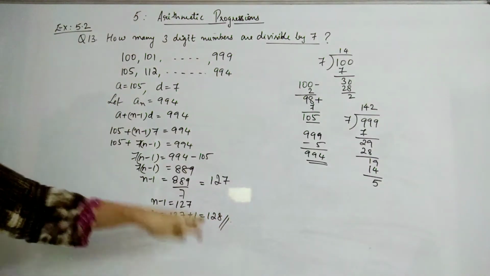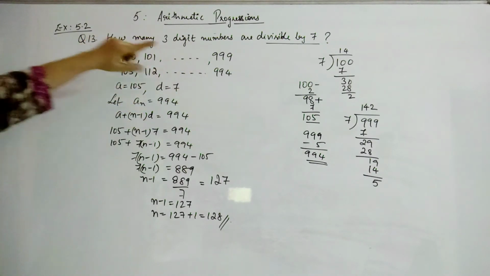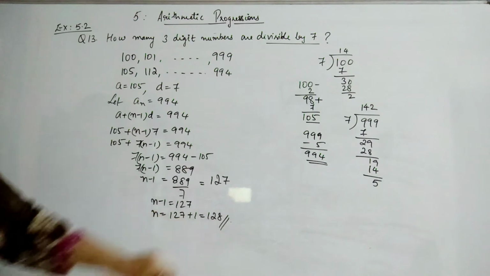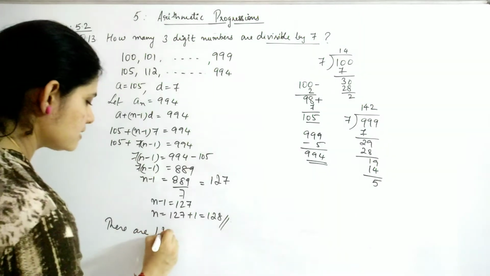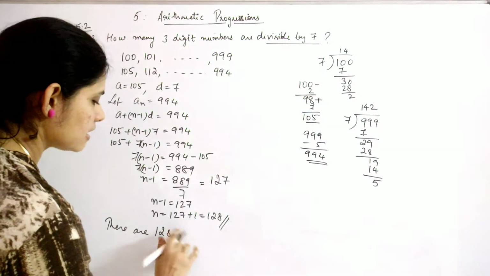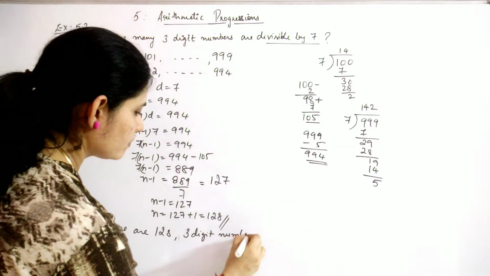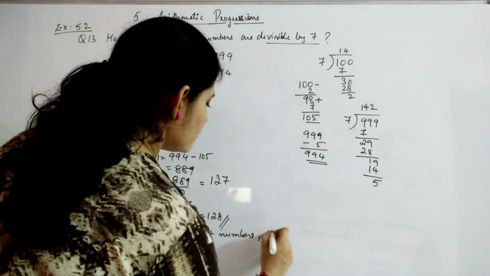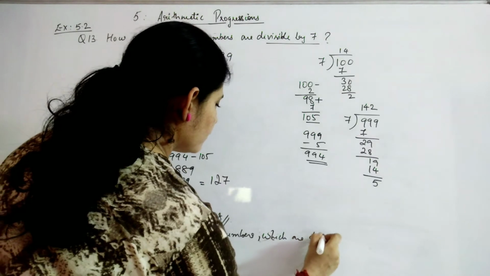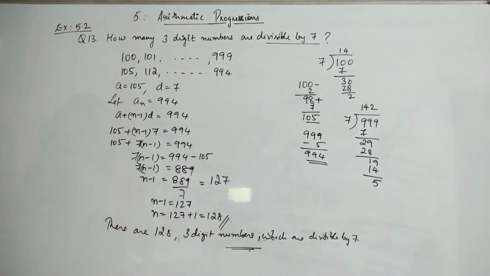So your answer, that is how many terms are lying between, in the sense including, 105 and 994, is 128. So there are 128 3-digit numbers which are divisible by 7. Okay, 128. Clear?